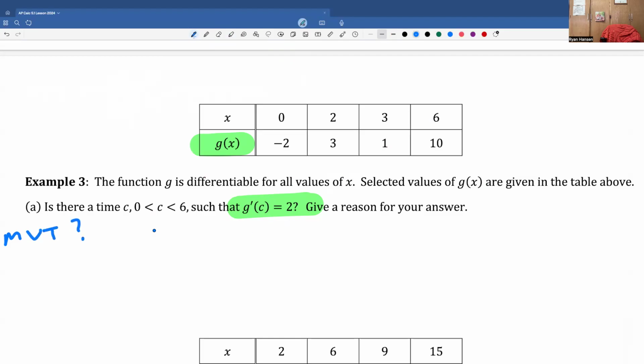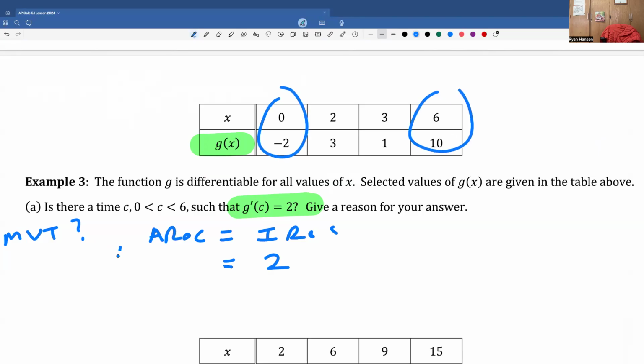Okay, so MVT, if that was the case, you're looking for average rate equals instantaneous rate, which looks like it's the case because the instantaneous rate they gave us is 2. So I'd have to prove the average rate is 2. Do you think we can do that? Okay, so this would be 10 minus -2 over 6 minus 0. 12 over 6 is check, right?